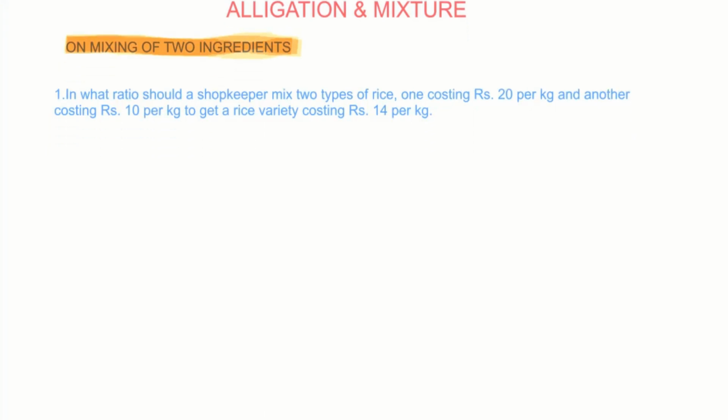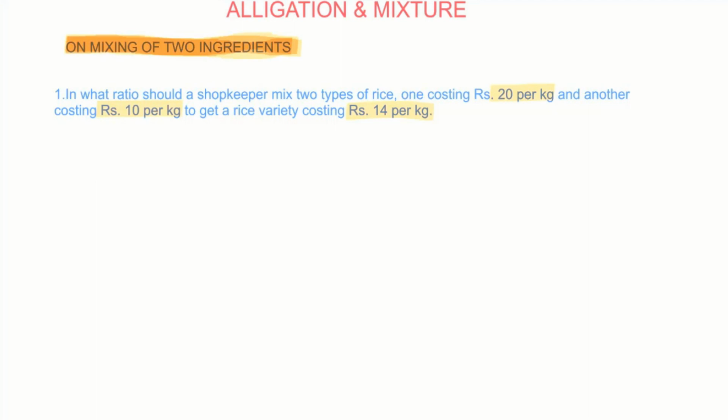In what ratio should a shopkeeper mix two types of rice, one costing rupees 20 per kg and another costing rupees 10 per kg, so that he gets a rice variety costing rupees 14 per kg? So that is what is given. In what ratio? I should find the ratio. How to find the ratio?